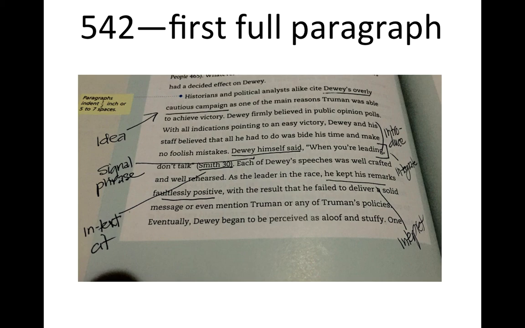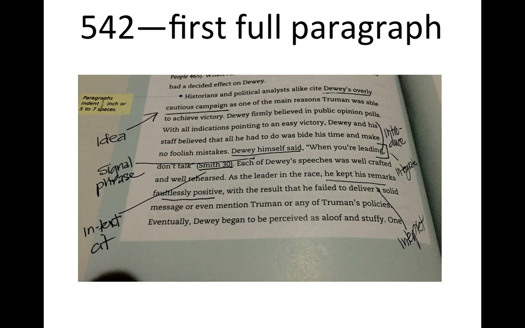The topic idea is historians and political analysts alike cite Dewey's overly cautious campaign as one of the main reasons Truman was able to achieve victory. So the main idea in that topic sentence has to do with the campaign that Dewey ran. This is about a presidential election. So that's the topic idea, a cautious campaign. Then you've got an explanation. Dewey firmly believed in public opinion polls.